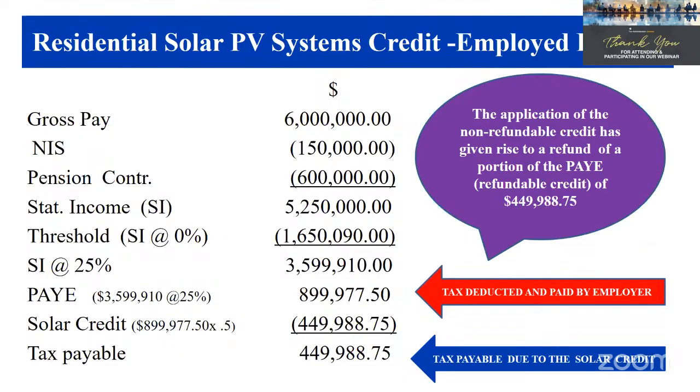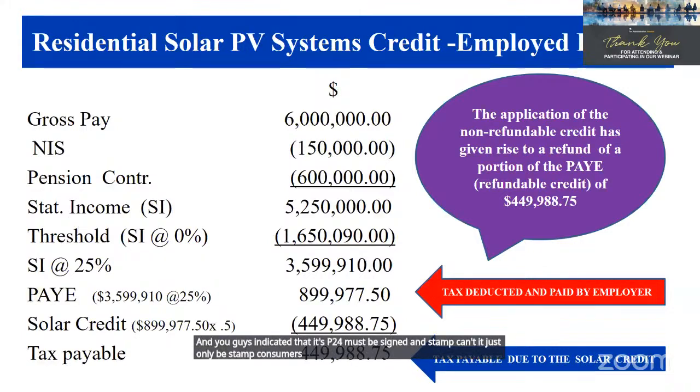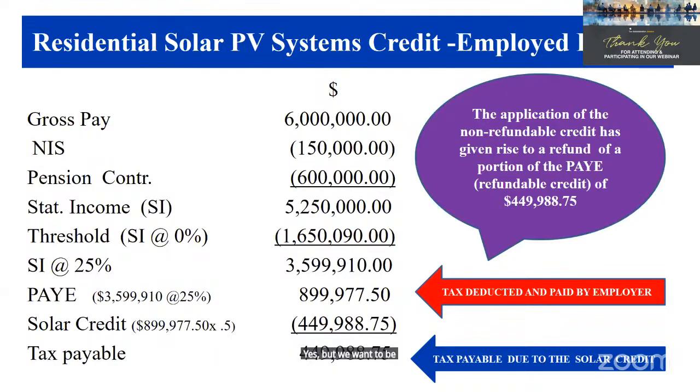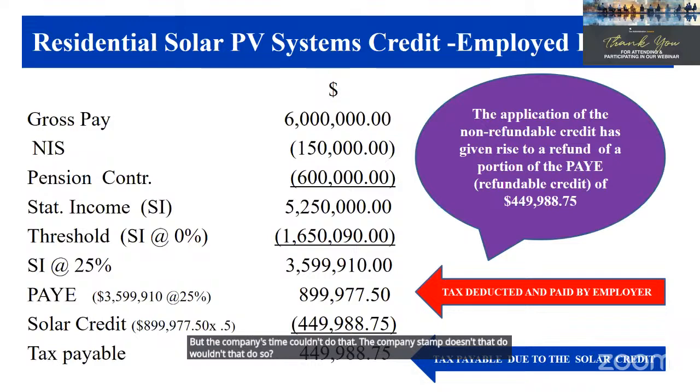All right. We'll note it. You guys indicated that this P24 must be signed and stamped. Can't it just be stamped? Because some of us are a very large company. We do the P24 at the end of the year. But the previous person who did the presentation, yes, but we want to be able to verify the validity, the authenticity of it. But the company stamp wouldn't do that? Pardon me? The company stamp, wouldn't that do so? Or you're saying that we must sign it?